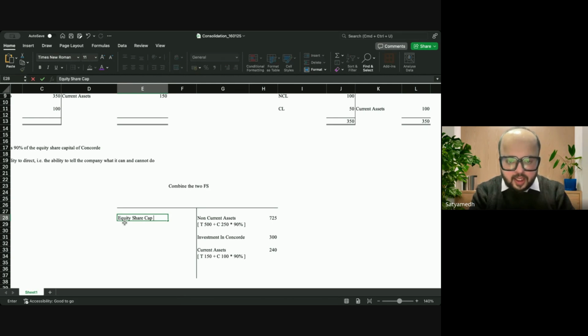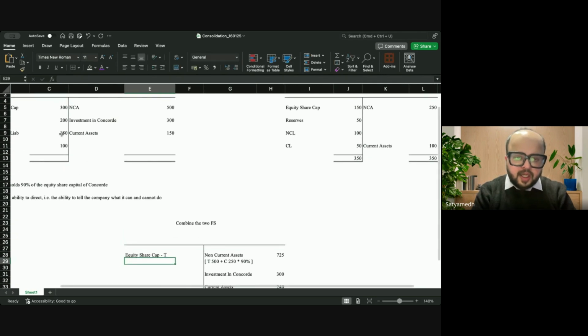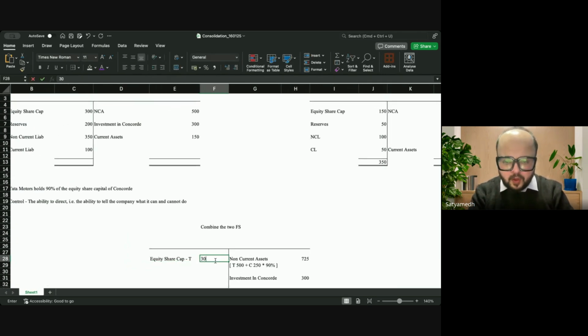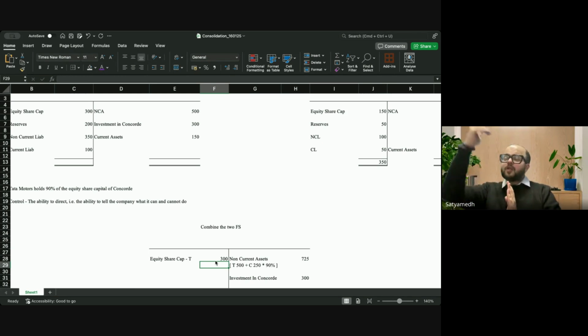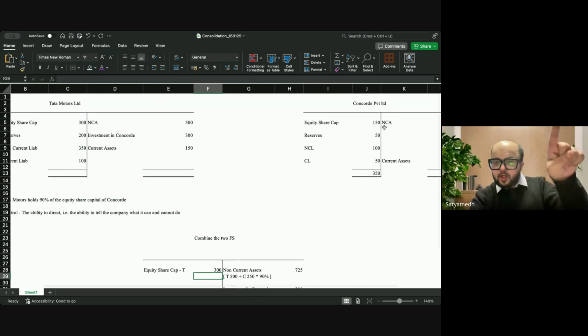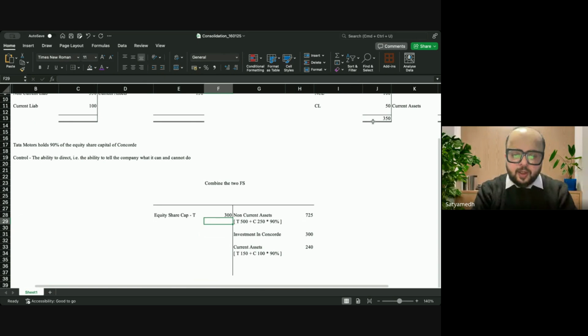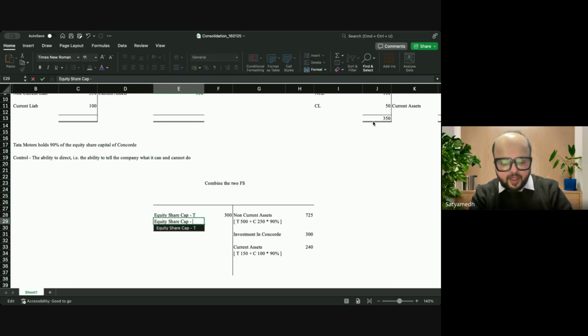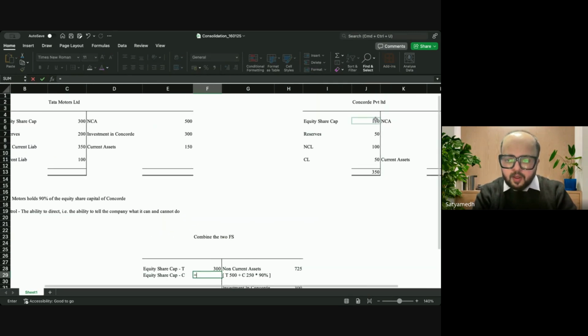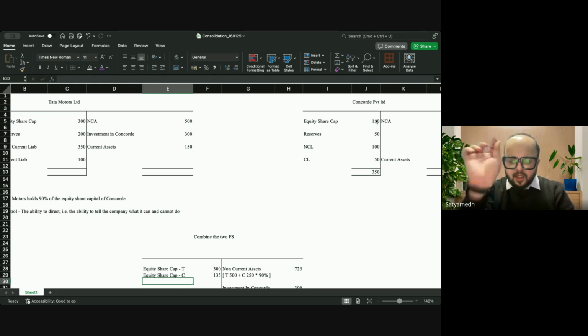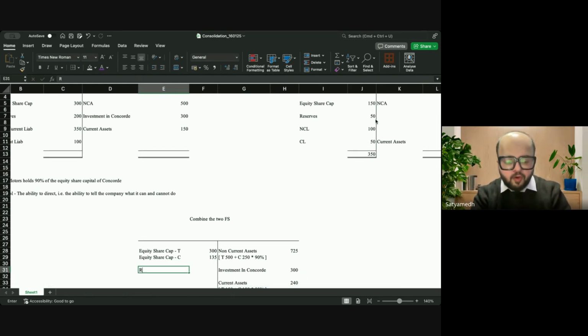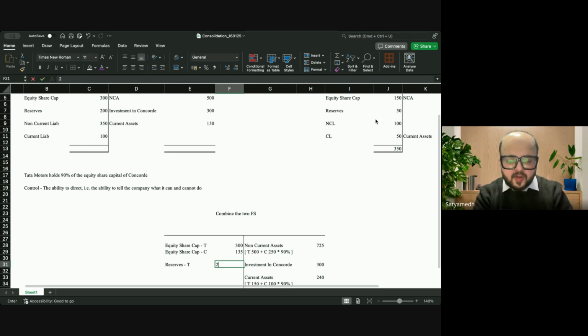ठीक है, इक्विटी शेयर कैपिटल टाटा मोटर्स खुद का ऐसा लिख दो 300 लिख दो. Okay. And Tata Motors owns 90% of the other company. What is the name of the other company? Concord Limited का जो total equity share capital है, Tata Motors owns 90% of that share capital. तो उसका भी यहाँ पे portion लेकर आओ. Equity share capital and write down C. C for Concord. 150 into 90%. Be a little patient. I'll tell you what is the meaning of all of this. ठीक है, रिजर्व्स टाटा मोटर्स के रिजर्व्स कितने हैं 200.